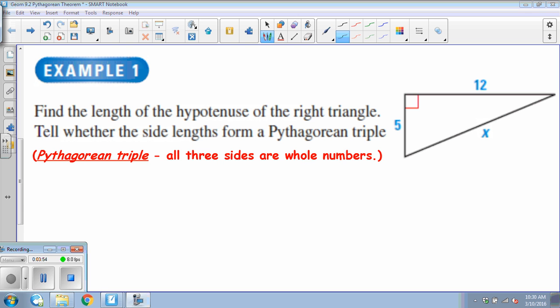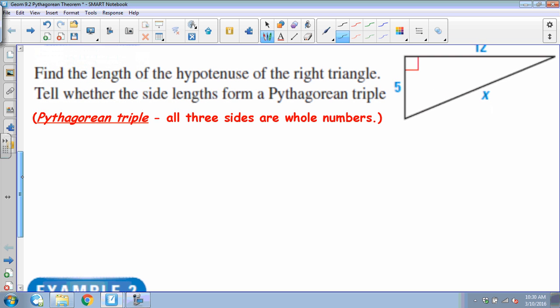So you should have gotten x equals what? 13. And is that a Pythagorean triple? Yes, because it's three whole numbers. So let me actually work it now.